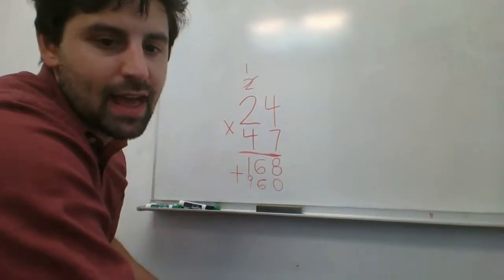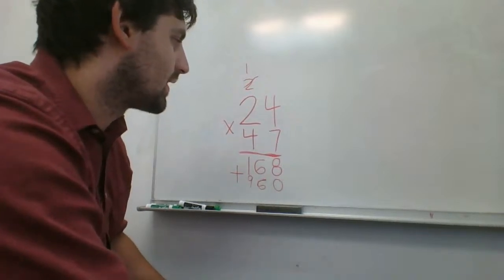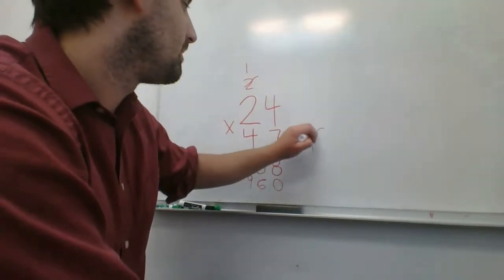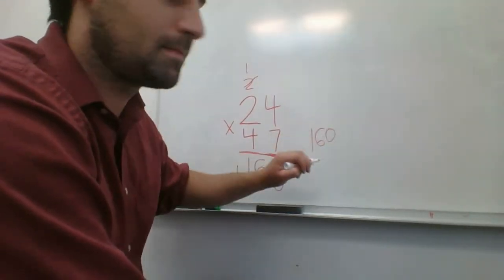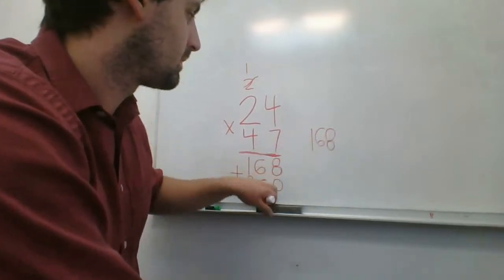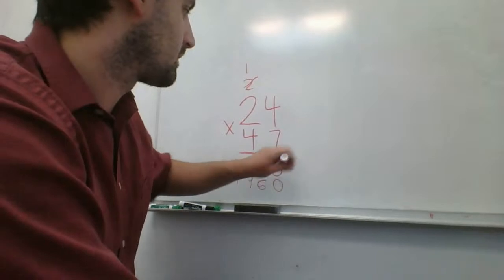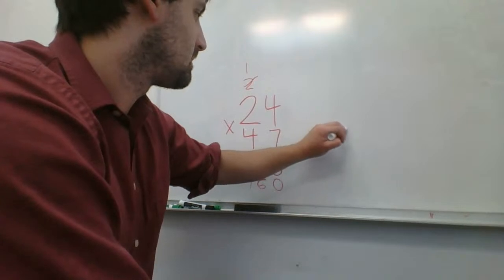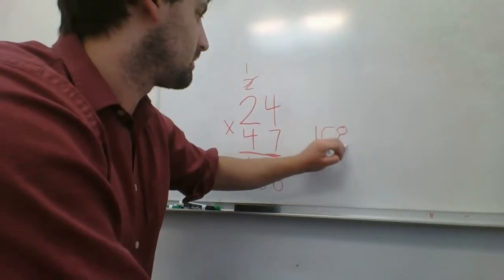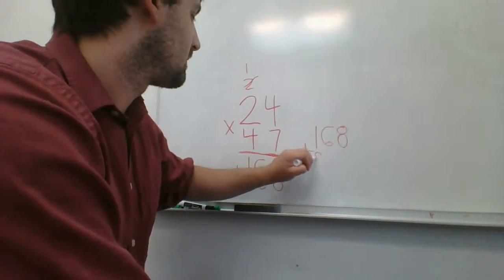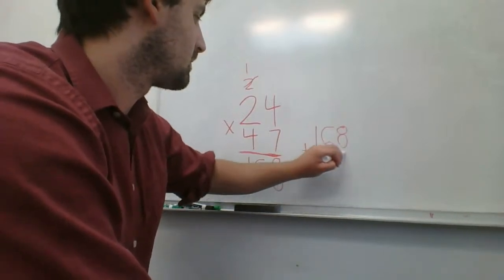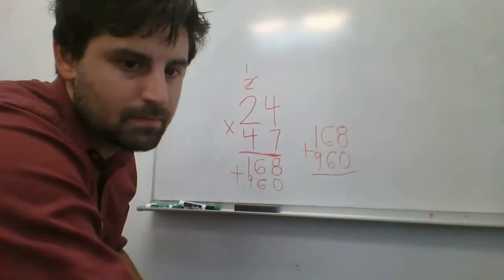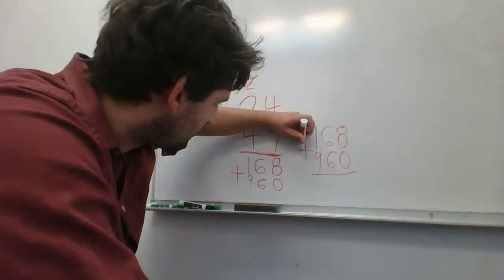So the final step is we have to add these 2 numbers together. I'm actually going to rewrite the numbers over here because I want to make sure we have enough room. Let me make my plus sign.